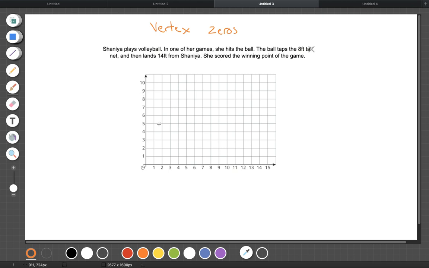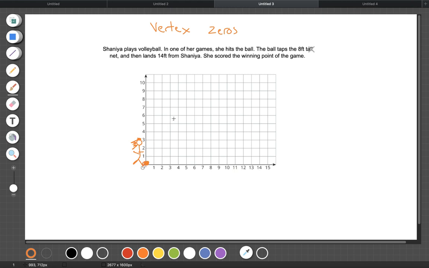So again, we want to think about this intuitively. For the most part, whenever we've been doing these right now, we're starting at the 0. And I would recommend you do that. It doesn't say that she starts at 0, but if we're measuring how far this ball goes, it makes sense to start at 0. So the ball is going to start here at 0.